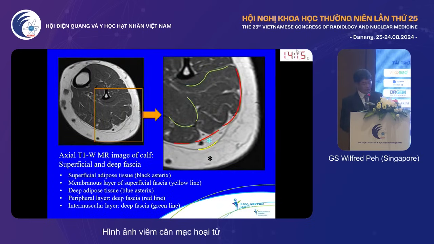This MRI image shows the layers. The important ones are in red. This is the peripheral layer of the deep fascia. The green line shows the intermuscular layer of the deep fascia. And the yellow line is just the membranous layer, which is in the superficial fascia. So that is less important.